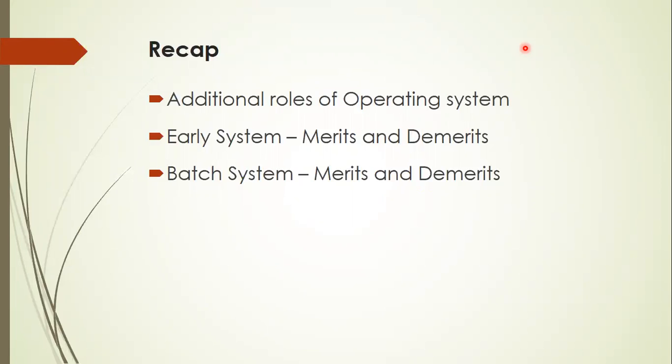The second role of an operating system is that it acts as a control program. It protects the computer system against any errors in the user program. If any error is there in the user program, only that program is affected, but it will not affect the functioning of the computer system. So that is the main role of an operating system. When any error is there in the user program, the operating system prevents that program from affecting the computer system. And we also discussed how the operating system has evolved from early systems to batch systems.